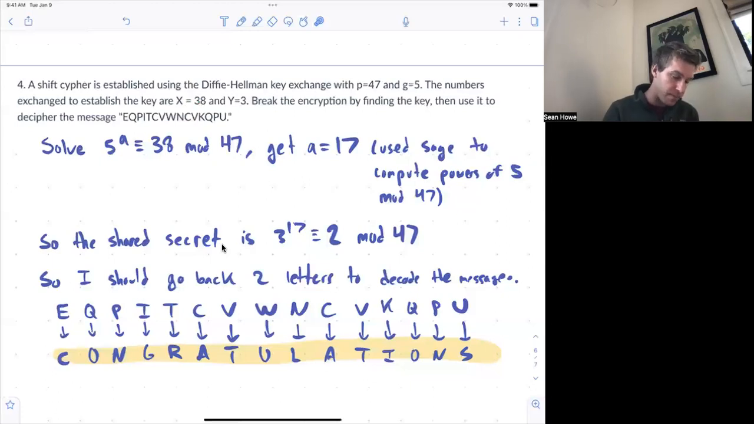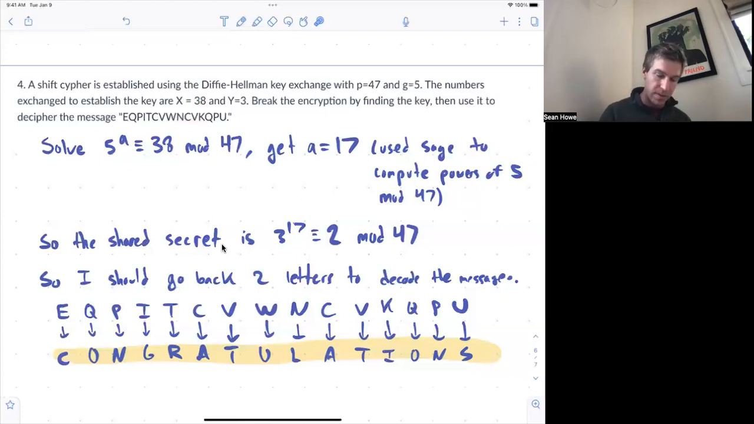So I have to solve this. Here I just used Sage to do it. I used Sage to compute powers of 5 mod 47 until I got 38. If there were a Diffie-Hellman problem on the exam, the modulus would be much smaller, and so it would be easy to compute powers to reverse engineer and solve 5 to the A is equivalent to 38 mod 47. Or maybe you'd be given a primitive root so that you knew how to solve this.